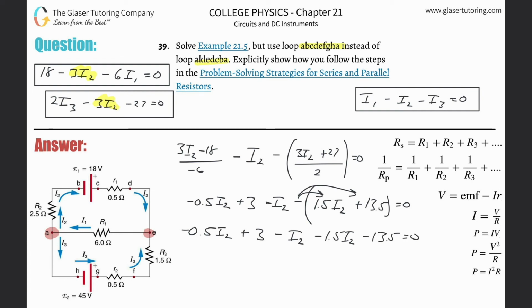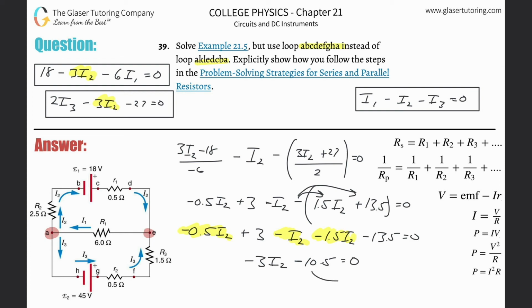Now we're going to combine some like terms. So notice here I have an I2, here I have an I2, and here I have an I2. They're all subtracted, so it's kind of like adding them together, right? Just keeping the negative sign. So this is a negative 1.5, this is a negative 1, and this is a negative 0.5. So that's going to have a value of simply negative 3 I2. And then I'm going to combine my positive 3 with my negative 13.5, and that'll come out to be negative 10.5, and that'll be equal to 0.